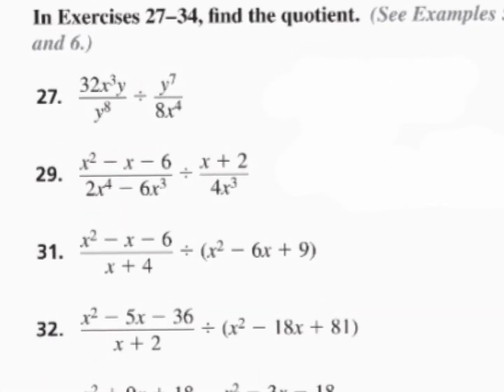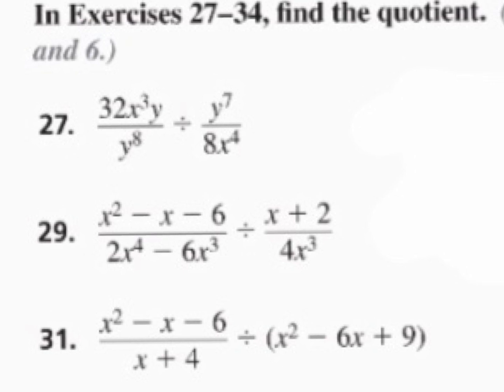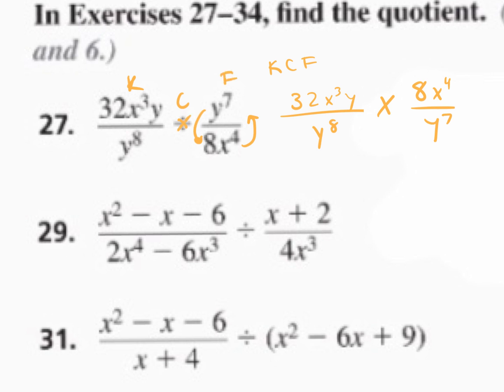We can do 27. What should I do first? Keep, change, flip. So we keep the first fraction, 32x cubed y over y to the 8th power. Change what? Change to multiplication and flip the second fraction. So it flips to 8x to the 4th power over y to the 7th power. So we keep the first, change to multiplication, and flip the second.